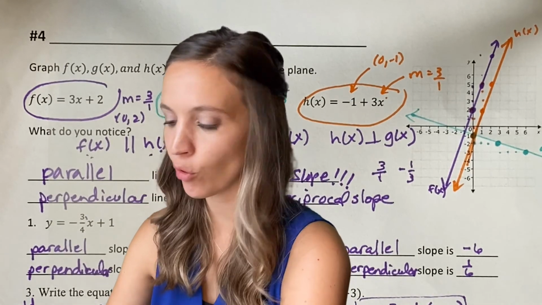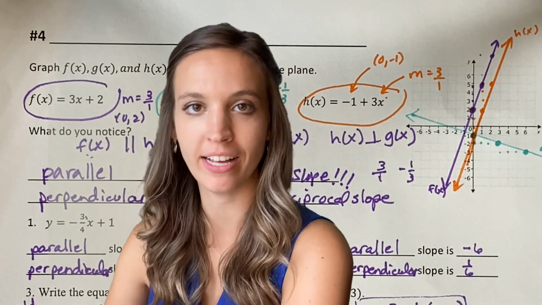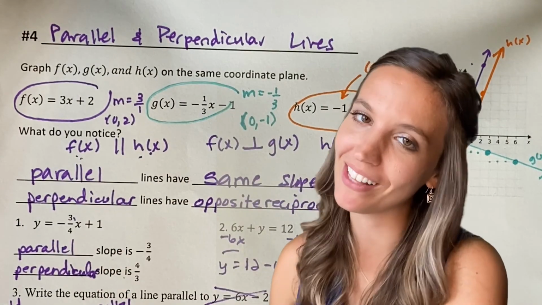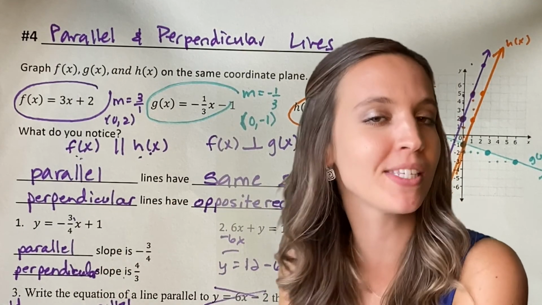Well, cool. Then it looks like number 4 was all about parallel and perpendicular lines. So I'm going to go ahead and write that in up here, so I'm keeping my notes nice and clean. Remember, parallel, same slope; perpendicular, opposite reciprocal.